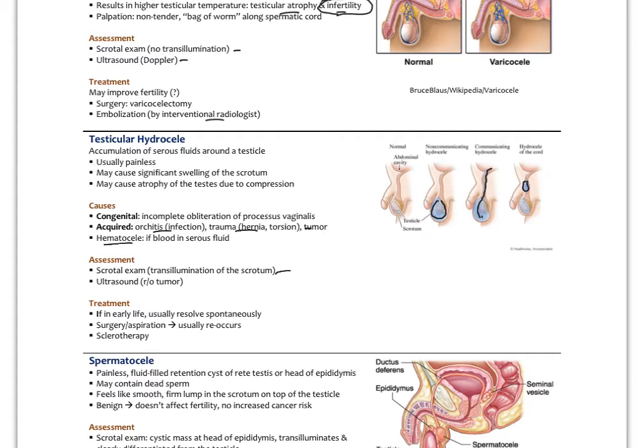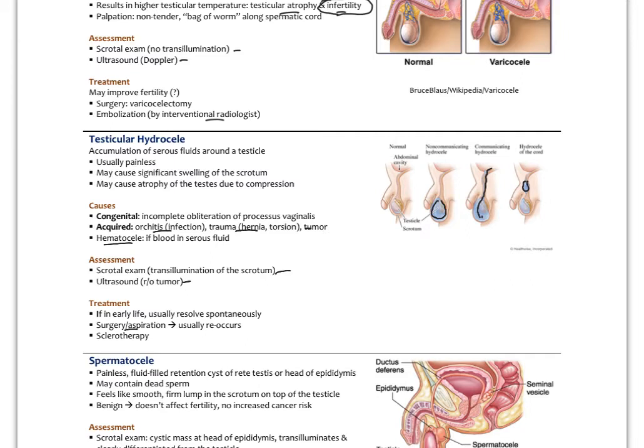So you will be able to see the light shine through the scrotum when it's shined on the backside. And then we usually, at that point, will send a patient for an ultrasound to rule out any tumors. The treatment, if it happens early in life, it usually resolves spontaneously. But if it reoccurs, and especially in adult patients, they might need surgery.